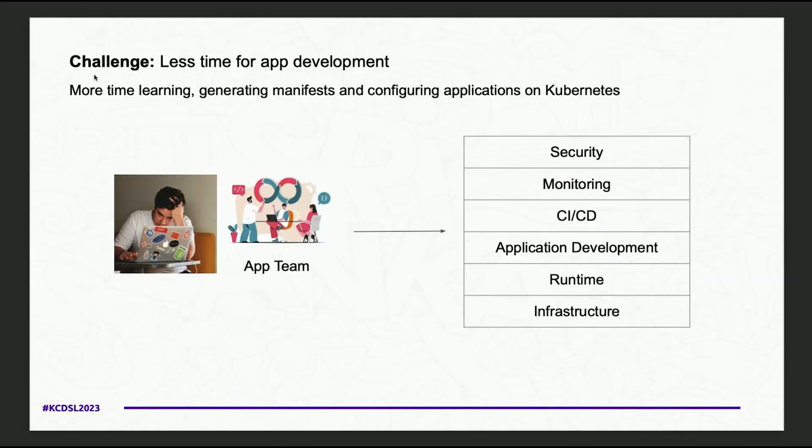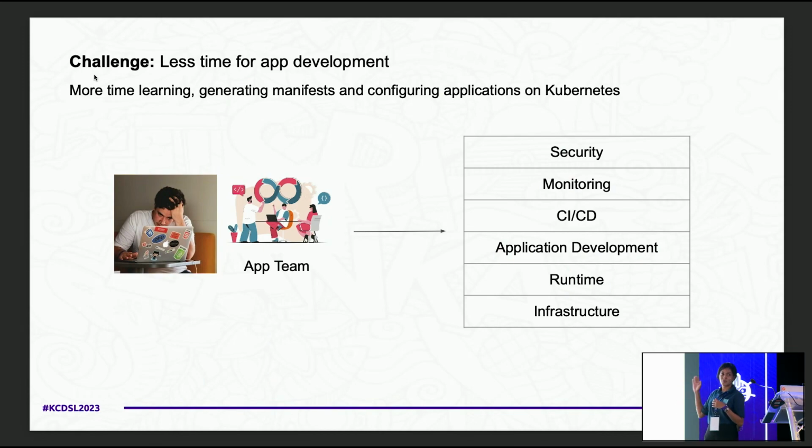Also, in order to deploy an application, you need to set up the infrastructure, set up the runtime, CI/CD tools, monitoring tools, and security. You need to configure everything, and of course, you need to do the application development as well. Your team is responsible for all these things, and you need to have expert knowledge to do all of them, so you need to learn these things and do them properly.